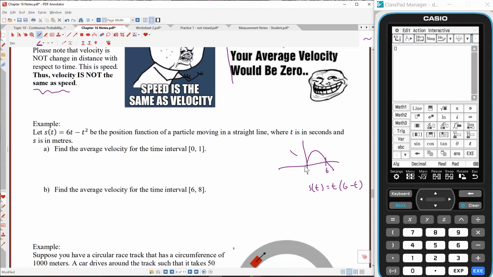So it's going to do that. And we're presuming that t is greater than or equal to 0, but it doesn't have to be, but let's see what happens. Okay, so find the average velocity for the time interval between 0 and 1.